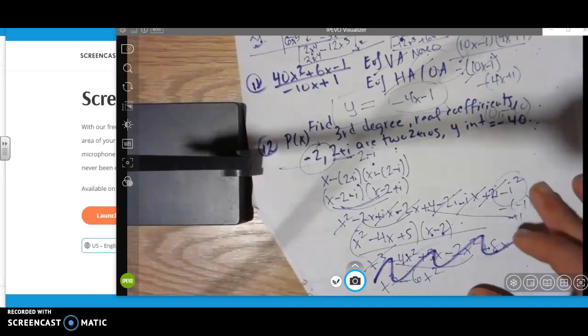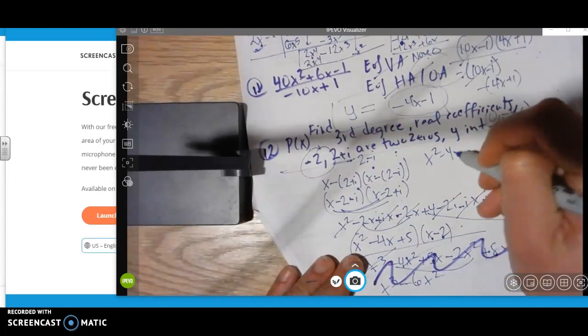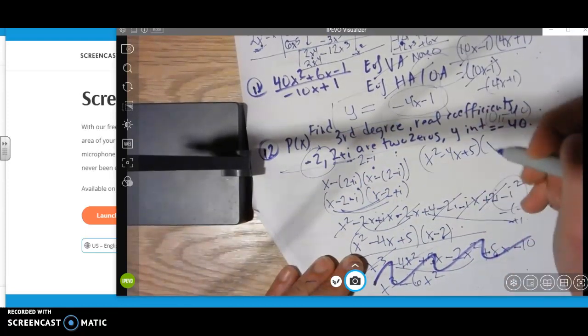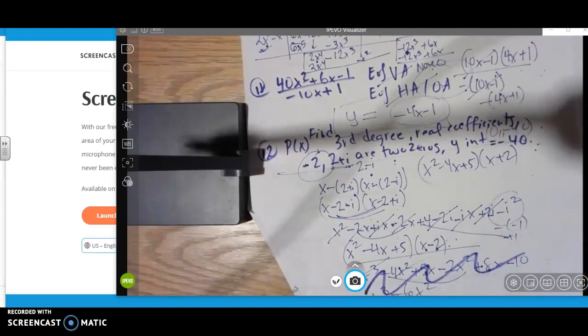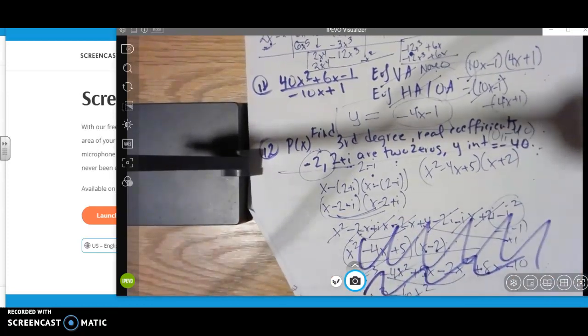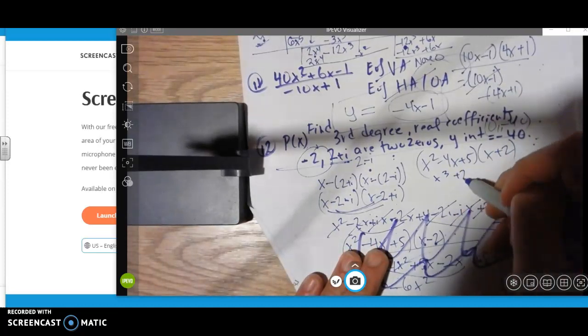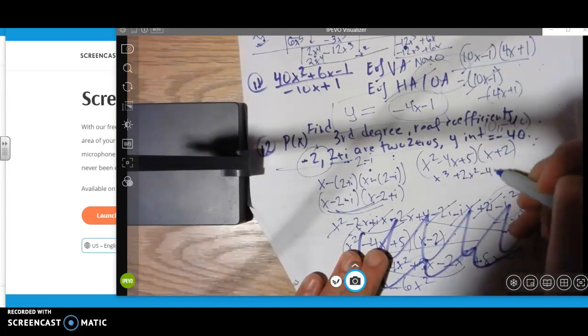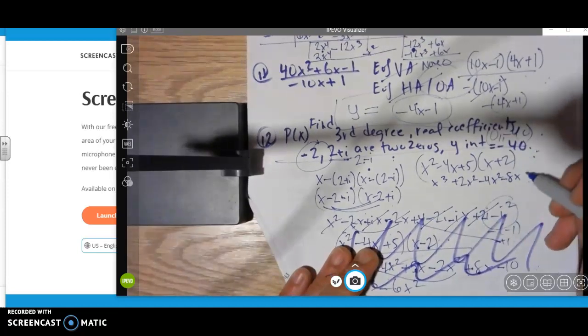Okay, I just want to clarify one mistake here. The root was negative 2, so when I get x squared minus 4x plus 5, I need to multiply times x plus 2, not x minus 2. I had minus 2 down here, so it throws everything off. I'm sorry about that. So we'll continue from there. Everything was right up to that point. So we get x to the third plus 2x squared minus 4x squared minus 8x and plus 5x plus 10.